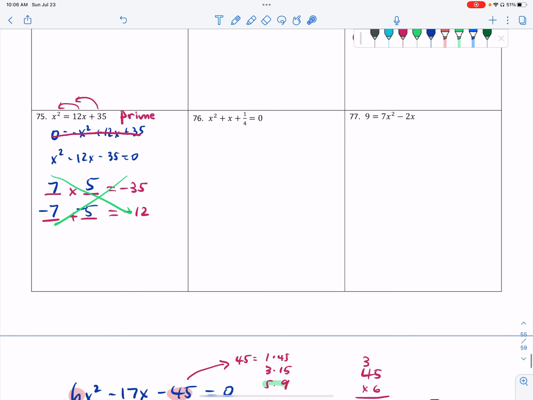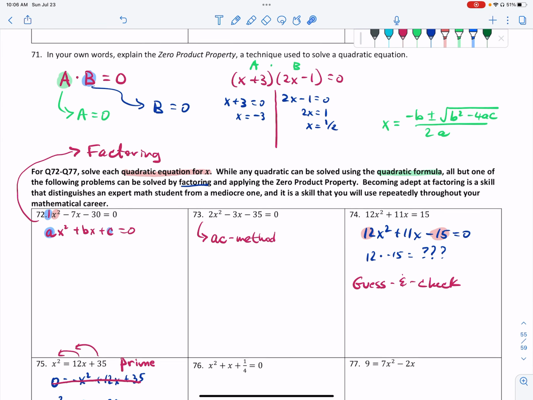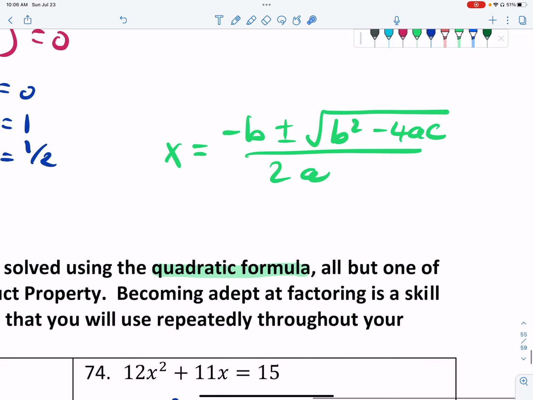So what do you do in those cases? In those cases, your fallback plan is something that always works no matter what for all quadratic equations, and that's the quadratic formula. Quadratic formula, x, that's what we're looking for, is equal to negative b plus or minus square root b squared minus 4ac all over 2a.